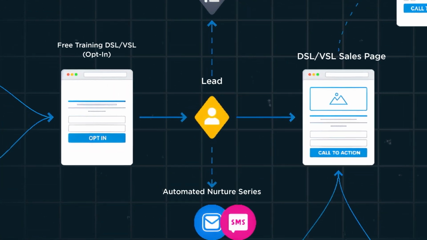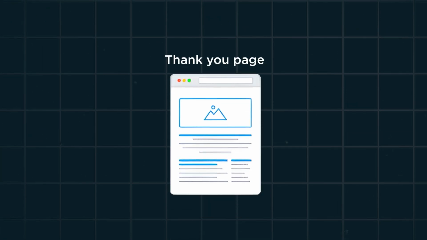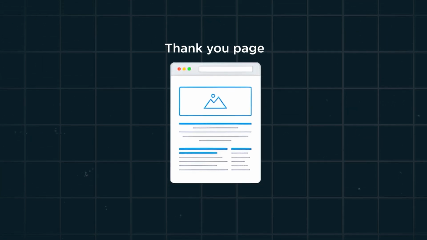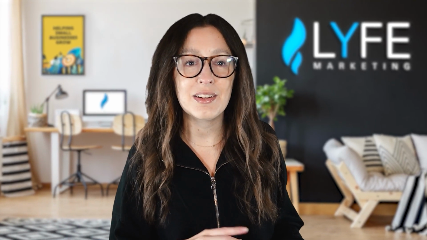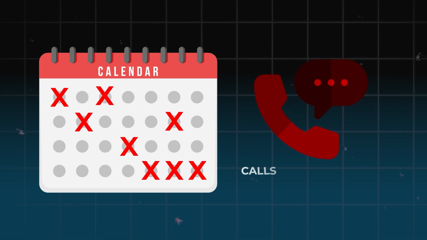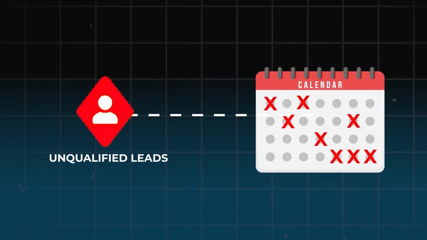The ones who are qualified should be sent to your calendar page to book a call, but the ones who are not qualified should be sent to a different thank you page that does not have your calendar link on there. And don't worry, I'm going to show you at the end how to set all of this up, but a lot of business owners make the mistake of sending everyone to the same thank you page. And what you get is a calendar filled with scheduled calls from leads who are not a good fit for your business. Unqualified leads should not even get access to your calendar link, and this is the most effective way that we've seen to keep that from happening.